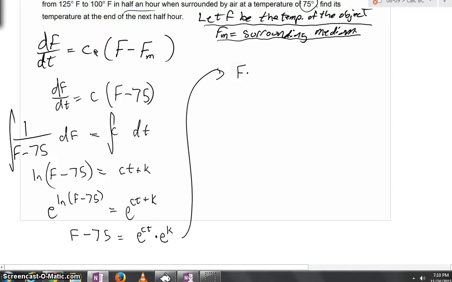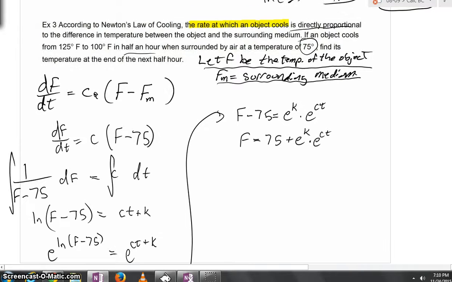And I'd like to then also just point out that e to the k can be moved out in front. Next, I'll add a 75. And at this point, I just want to say that we need to find e to the k, and we need to find out what e to the c is. And the way you do that is you use your initial information. The temperature starts off at 125. So when t is equal to 0, f is equal to 125.